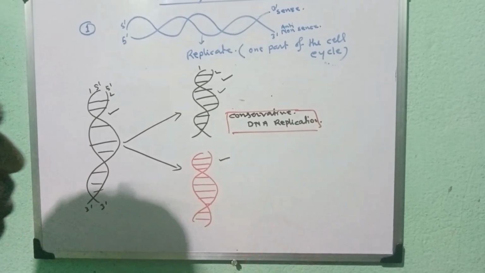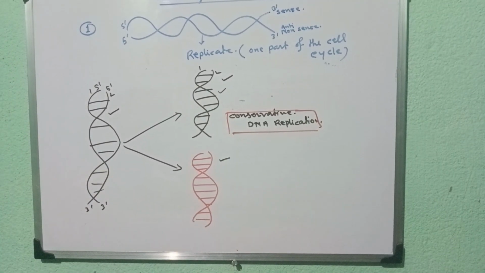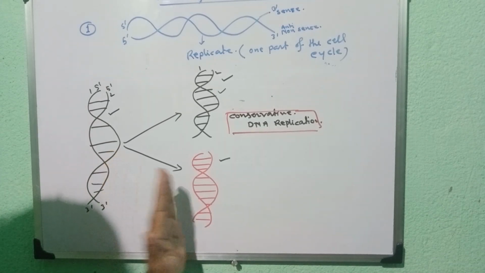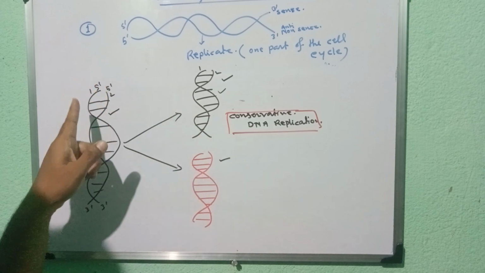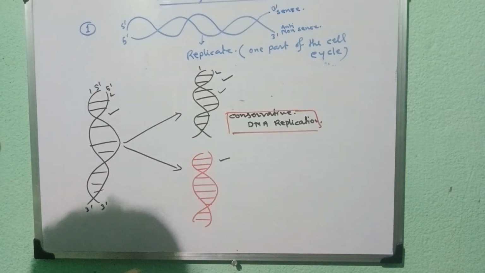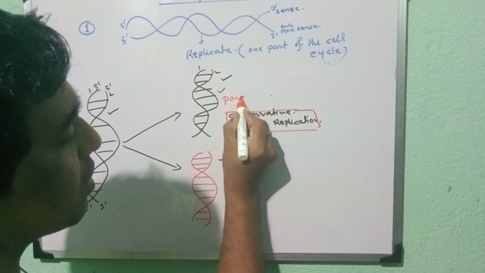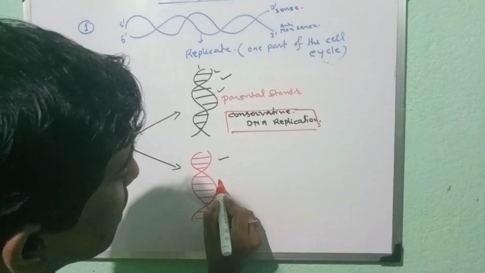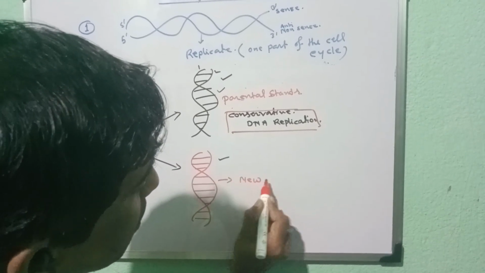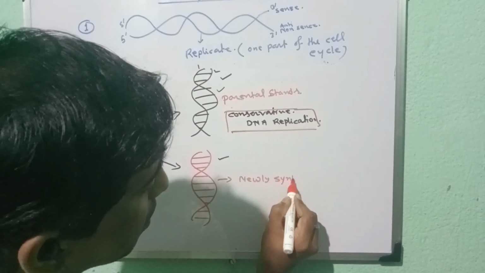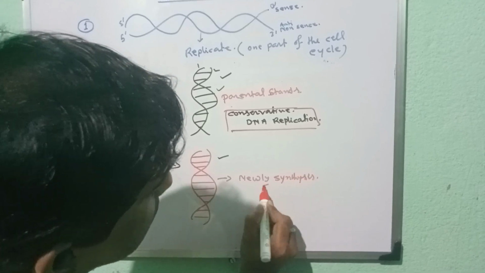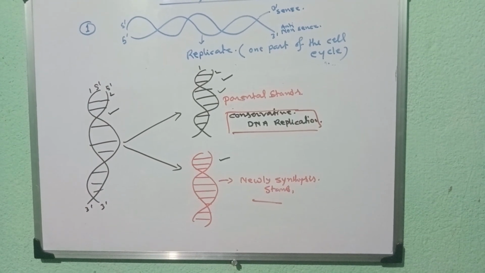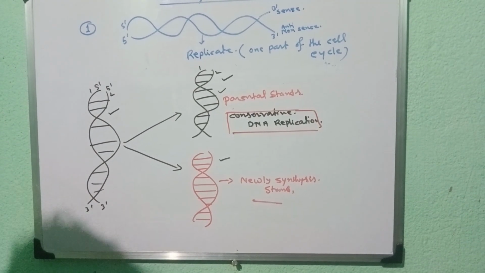They are not separated. Okay. So conservative replication means the newly two strands are synthesized separately. They are not attached to the parental strand. This is the parental strand. Both strands are parental strands. And this is the newly synthesized strands. Okay. This type of mode of DNA replication is called the conservative DNA replication.